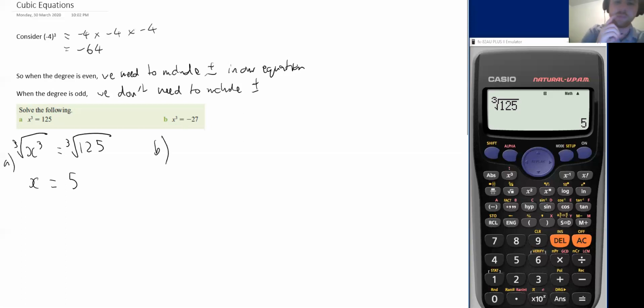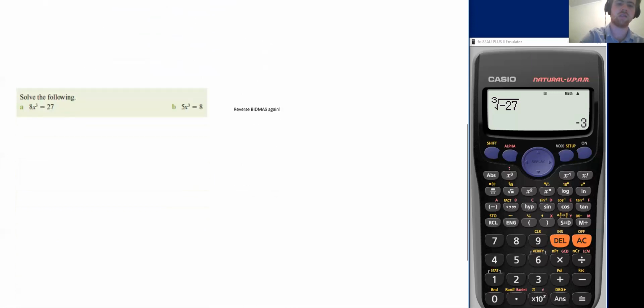Okay, so that was question A. Question B here, we're going to do the same. We're going to say that x equals the cube root of minus 27. Again, just go shift and square root and it gives you the cube root. Put in minus 27 and we get minus 3. So you see here the minus stays a minus. We just get an exact number like that. We don't need to put plus and minus. We've just got one answer here. It's minus 3.